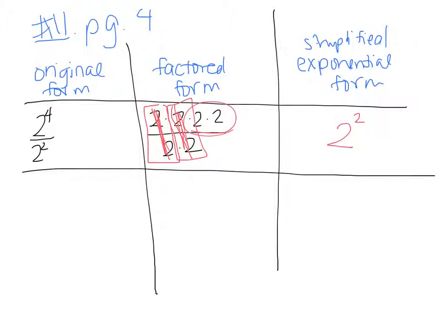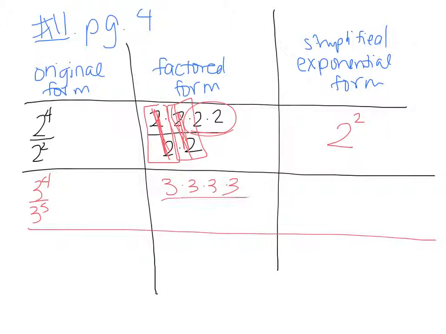Let's take a look at another example. We have 3 to the 4th over 3 to the 5th power. So I have 3 times 3 times 3 times 3 in the numerator, and then 5 3's in the denominator. Again, I'm going to see what can cancel out, what's the same on the top and the bottom. And notice now that there's nothing on the top. So what happens is that becomes a 1, and then I have a single 3 left over in the denominator. So we have 1 over 3.